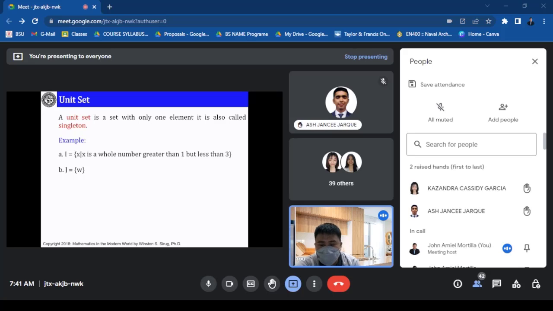So, J equals to W. So, pagka inano mo siya is X such that X is a letter between... ano ba ang between ng ano?